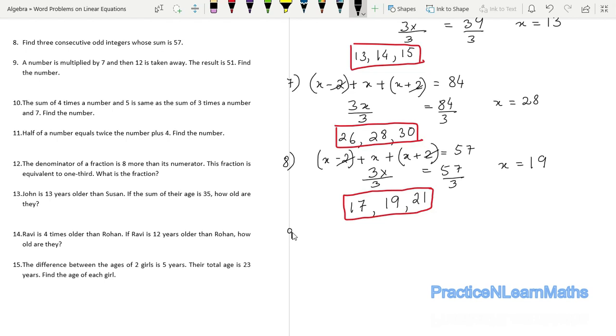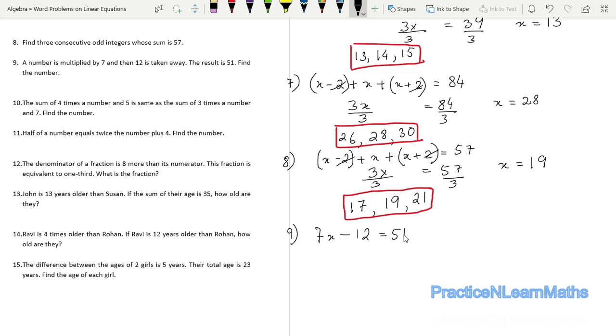Now sum number 9. A number is multiplied by 7 and then 12 is taken away. The result is 51. Find the number. Okay. Let the number be x. The number is multiplied by 7, 7x. Then 12 is taken away, which gives us 51.